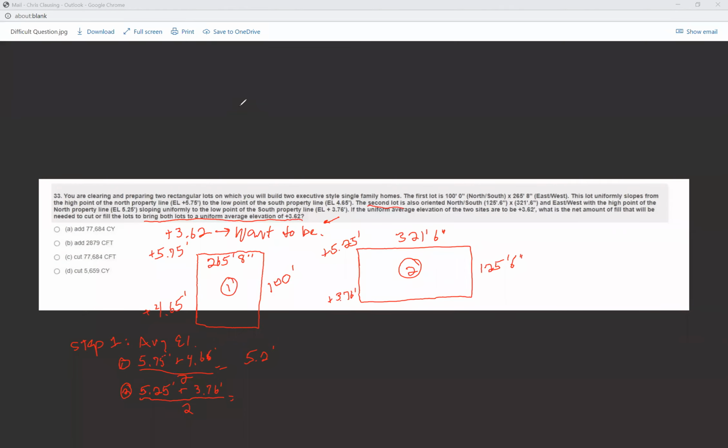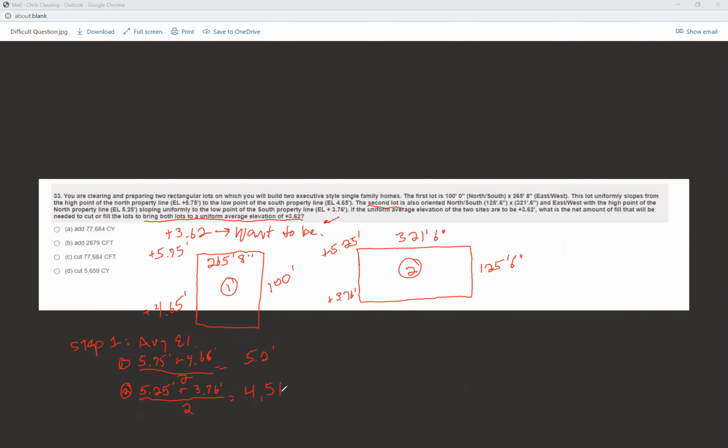5.25 plus 3.76 and divide that by 2. We get 4.505. So how should we round this? 4.51. I'm going to round it to 4.51 because I don't like dealing with 3 decimal places. Three is too many for me. Two is my max. So I'm going to do 4.51 for the purposes of this question.